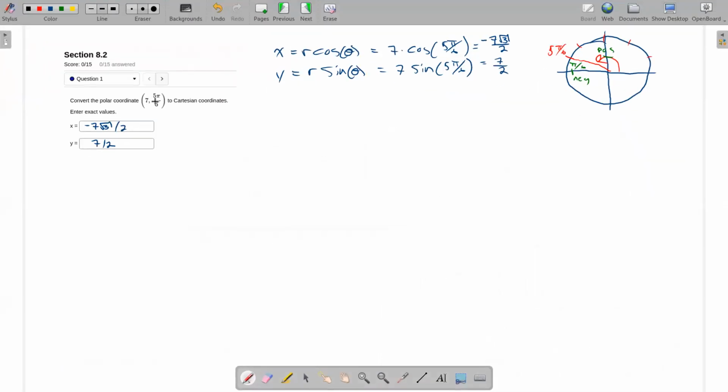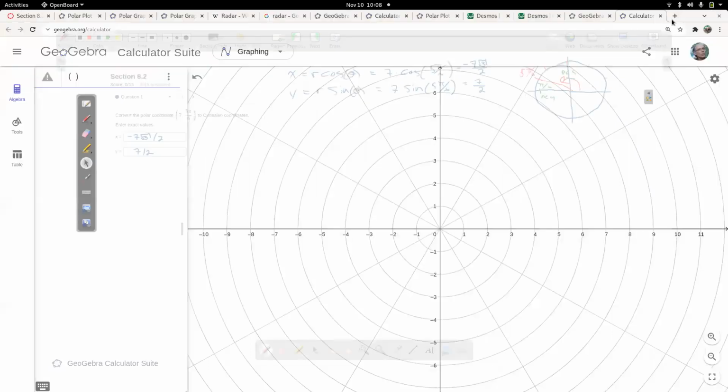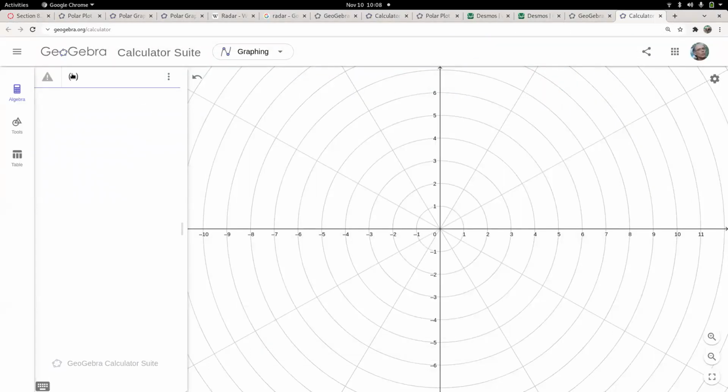And so first I just want to check out that polar point I had, which was 7, 5 pi over 6. And in GeoGebra, you have to put a semicolon to tell it to do polar. So 7, semicolon, 5 pi over 6. And so there's that point right here, like I had sketched.